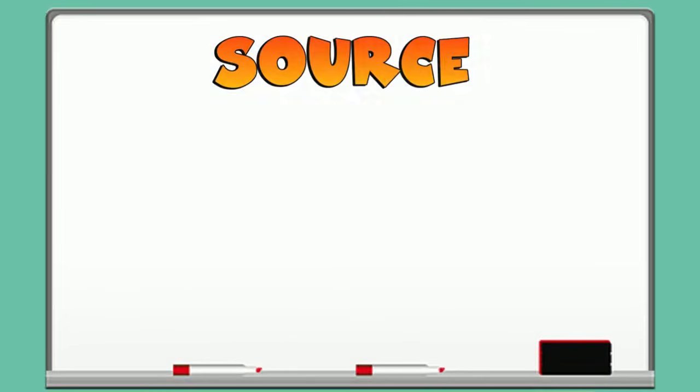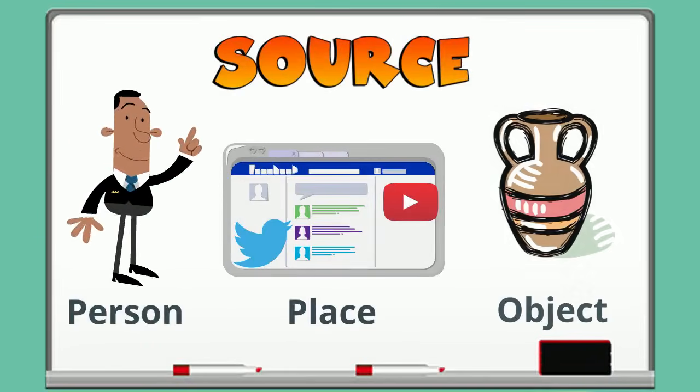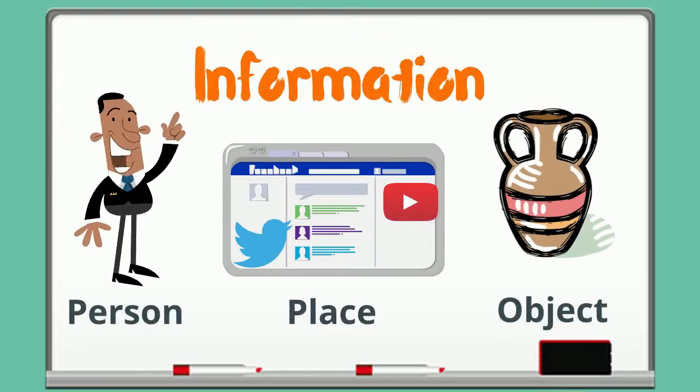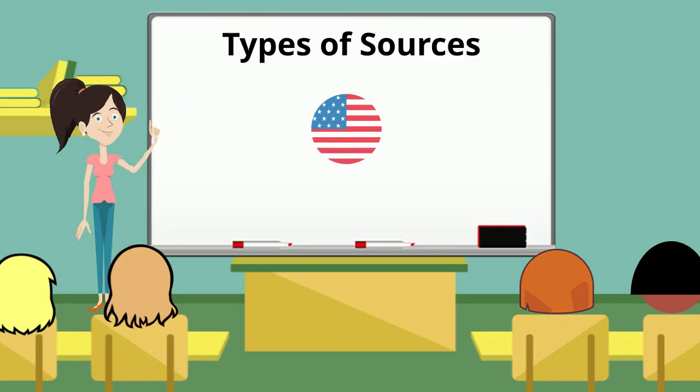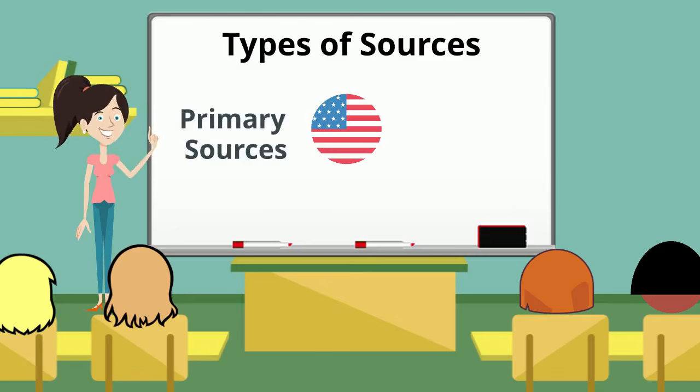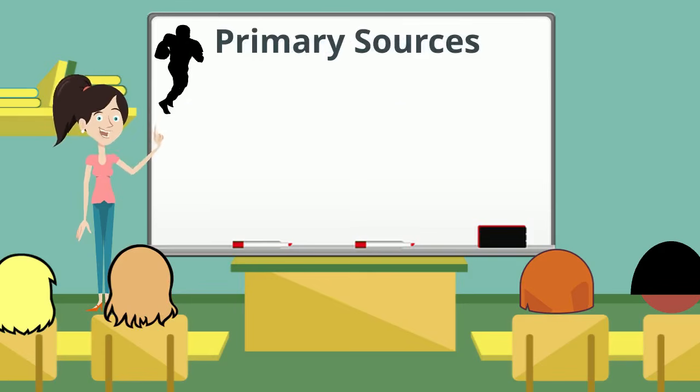As you know, a source can be a person, place, or object from which you get information. The two types of sources used in learning U.S. history are called primary sources and secondary sources. Let's tackle primary sources first.